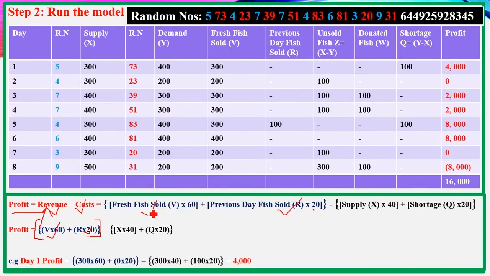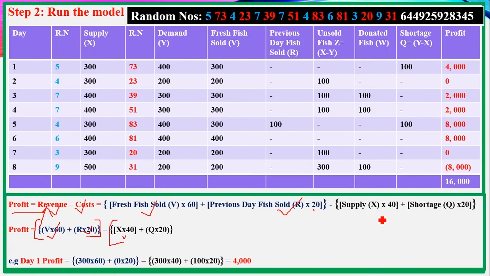The costs. What costs is Mr. Olo suffering at this given time? What costs are they incurring? The first cost is the buying price, and this is the cost for supplies. The supply that they get, they have to pay for it. So the supply, I'm calling it X multiplied by 40, because every fish is costing them 40 shillings. So this will be X multiplied by 40. That is the first cost.